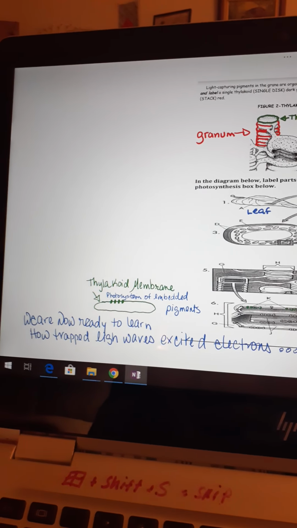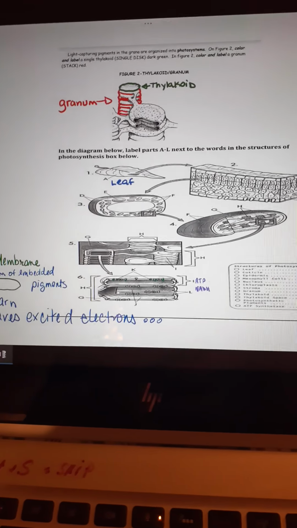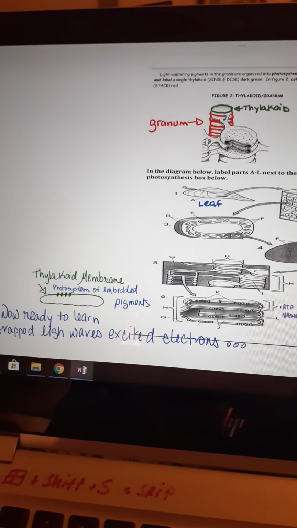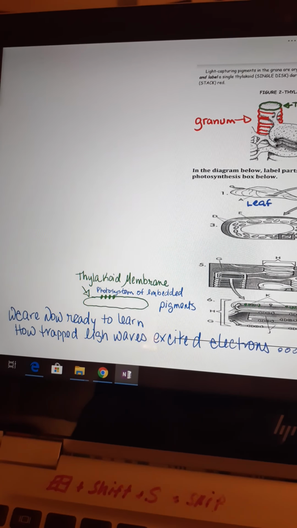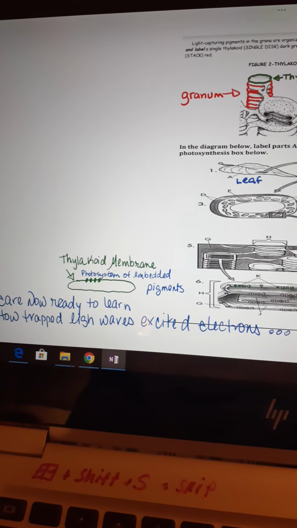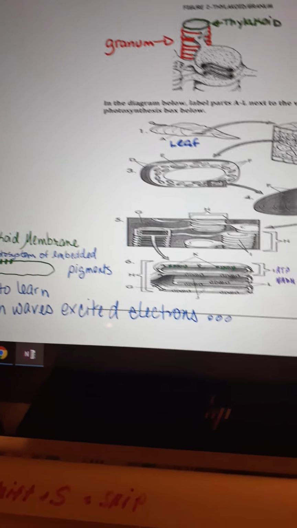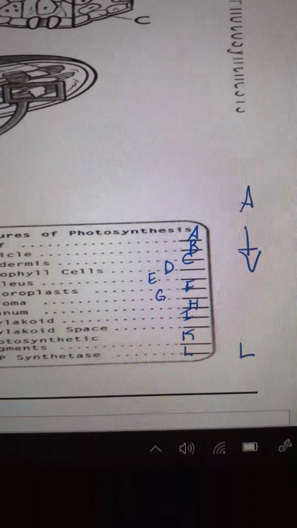What a lesson do we have to learn today? This is hard. This is probably the hardest thing we're going to do next to cellular respiration because it's all chemical reactions and energy transfers inside of a leaf in the chloroplast across a membrane. So you could see, I just put the answers there. It just goes A, B, C all the way down through L, if you haven't figured that out.